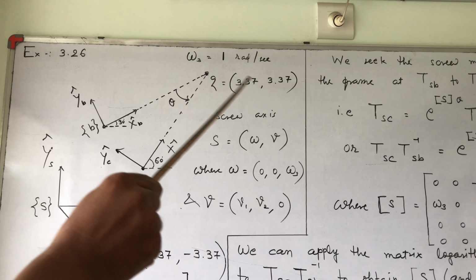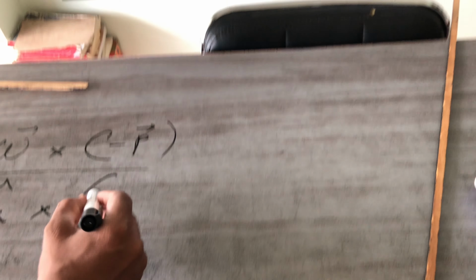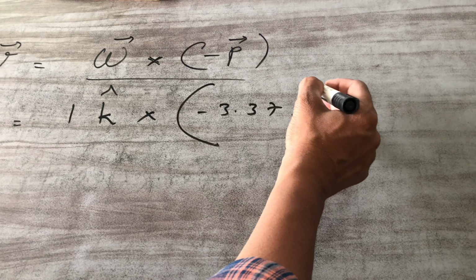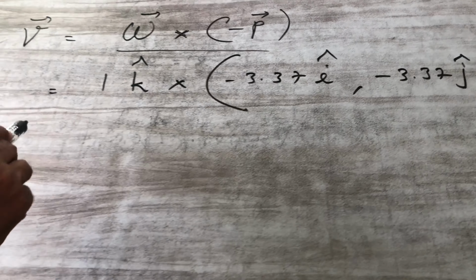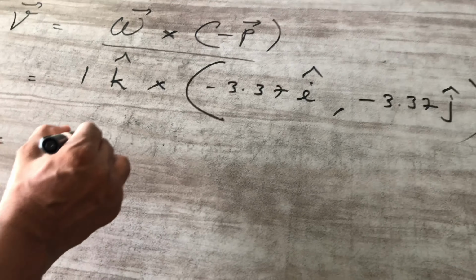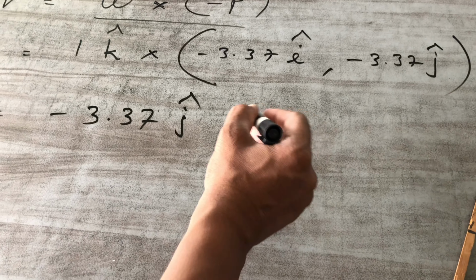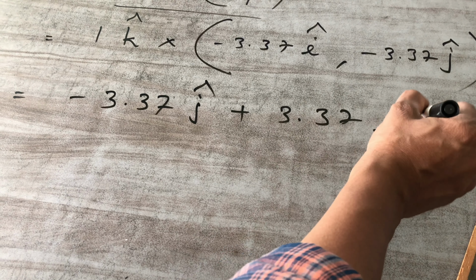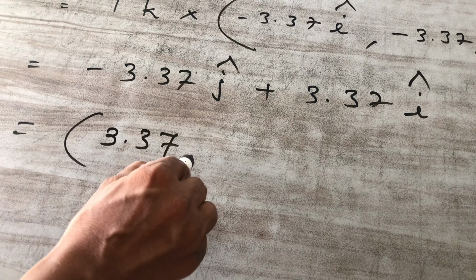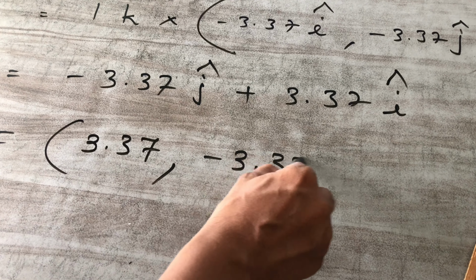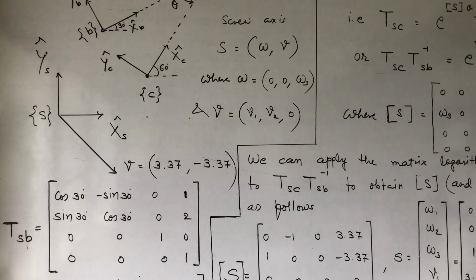Omega in our case is 1 k-hat, cross, see the figure, the position vector of Q is 3.37i plus 3.37j. So minus P is minus 3.37i, comma, minus 3.37j. K cross i is j, so minus 3.37j. K cross j is minus i, so plus 3.37i. We write it as 3.37, comma, minus 3.37. This is the velocity of the body frame origin expressed in S frame.